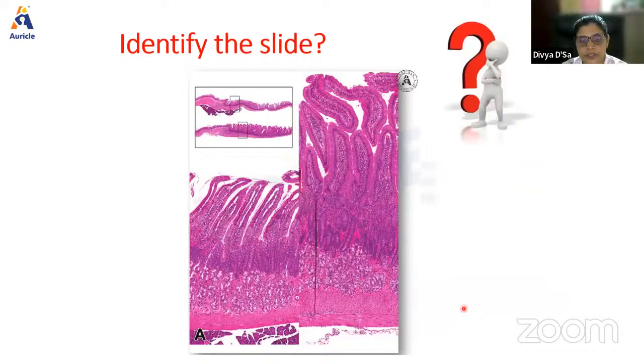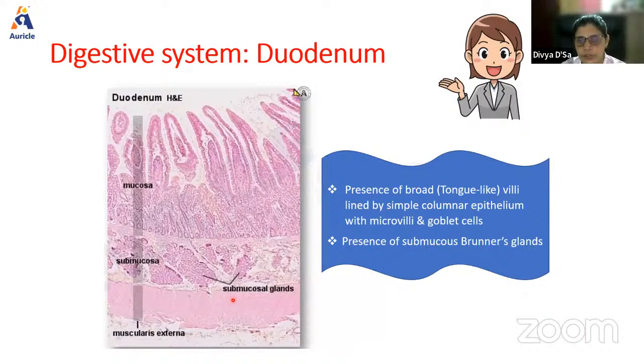Next, this slide. Okay, so if we see here, it is lined by columnar epithelium, and it has tall projections. These are all the villi. They are tongue-shaped, long tongue-shaped. And here, down in the submucosa, we are seeing some glands. So when we see this, we have to identify it as duodenum.